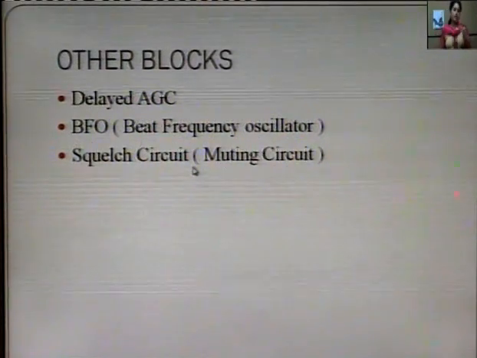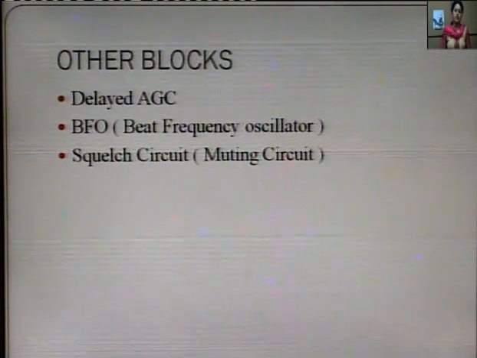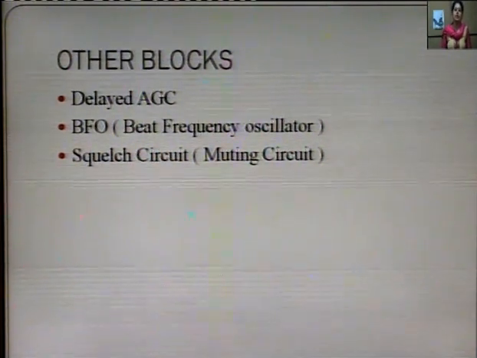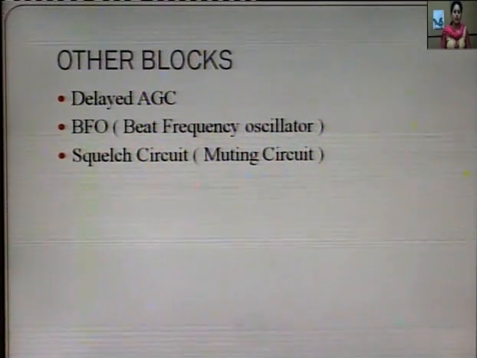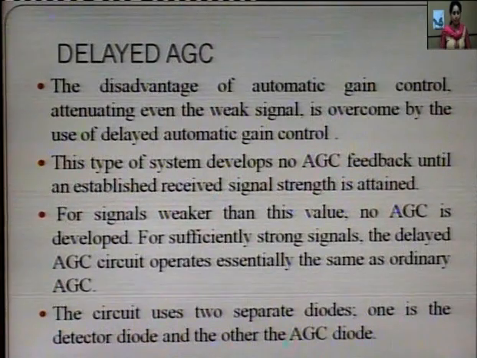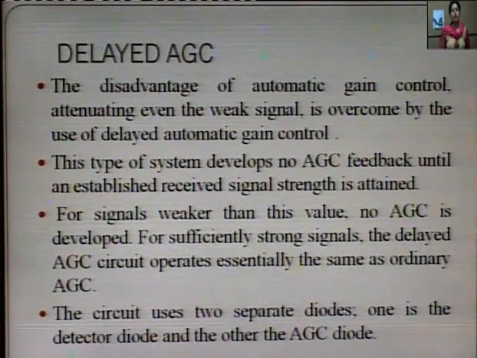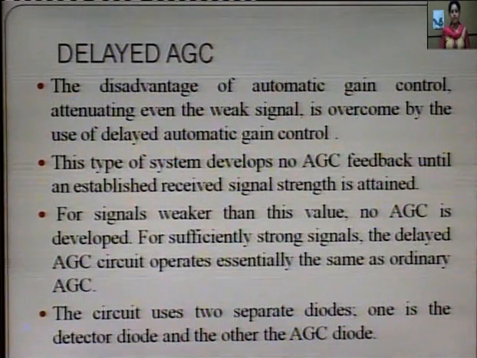Other blocks that are there in the case of your communication receiver are delayed AGC. As I have discussed, in the case of your communication receiver, the automatic gain control that you are using is the delayed AGC. Then there is the beat frequency oscillator and the squelch circuit. The disadvantage of automatic gain control, that is attenuating weak signals, is overcome by the use of a delayed automatic gain control. We have discussed this.